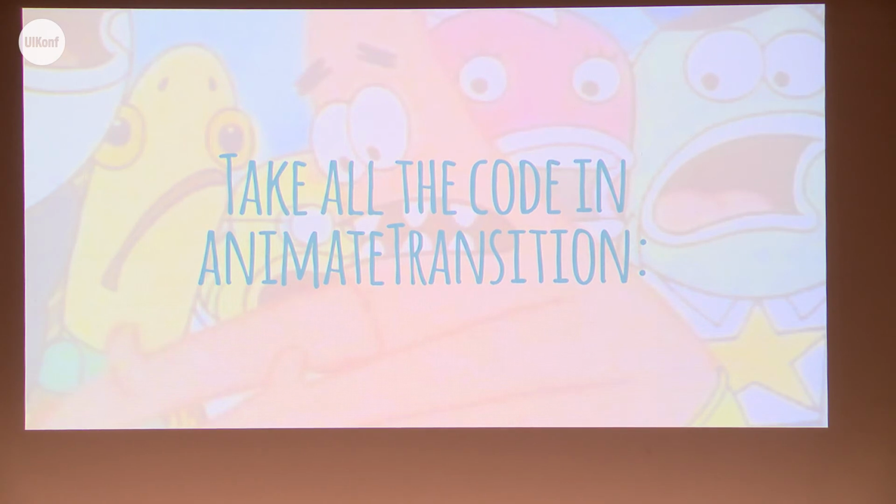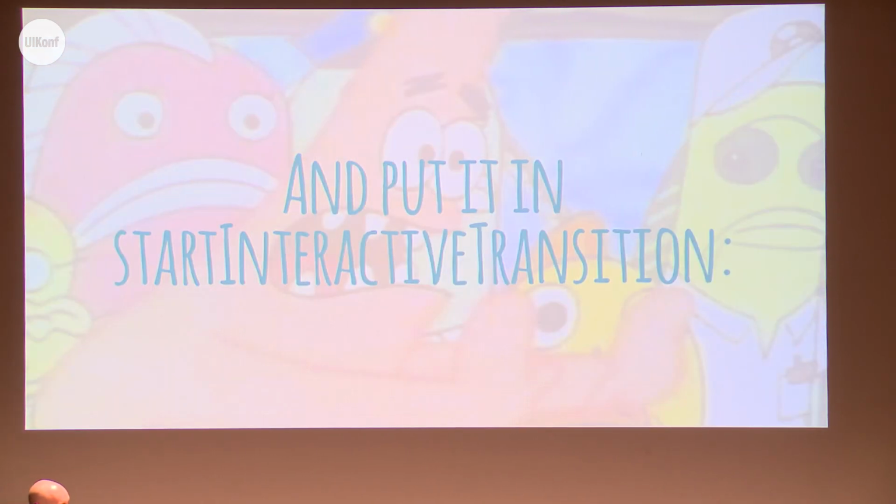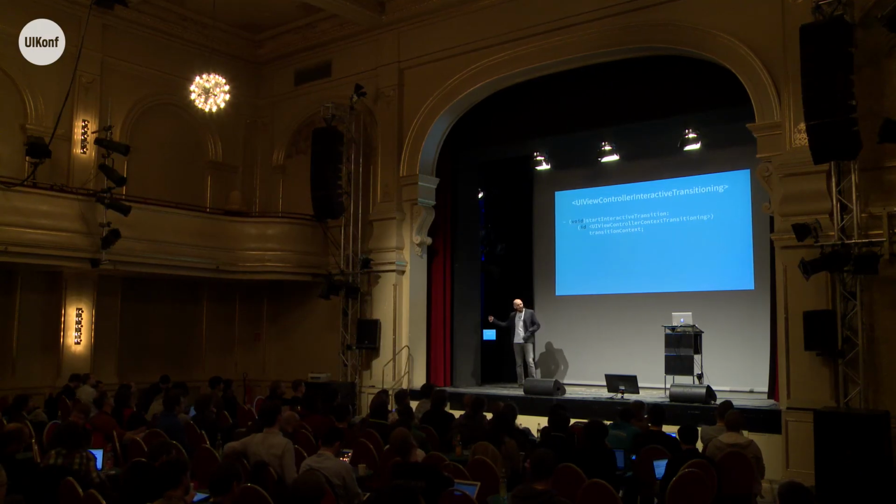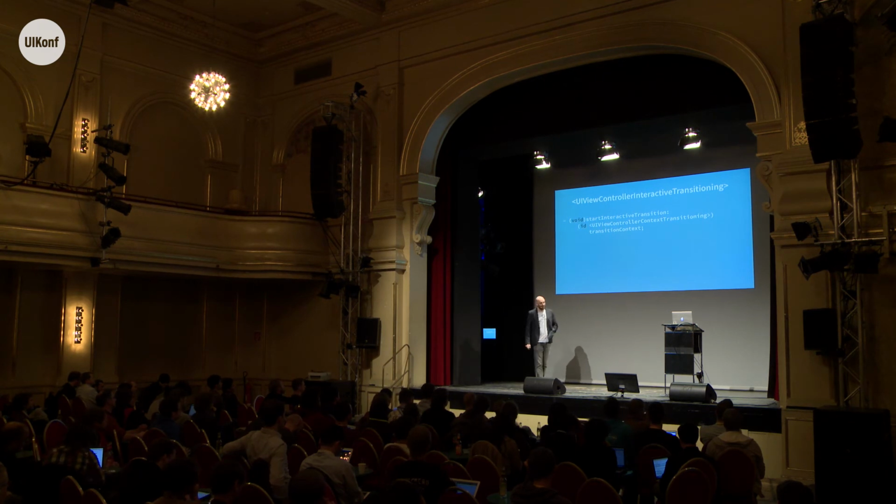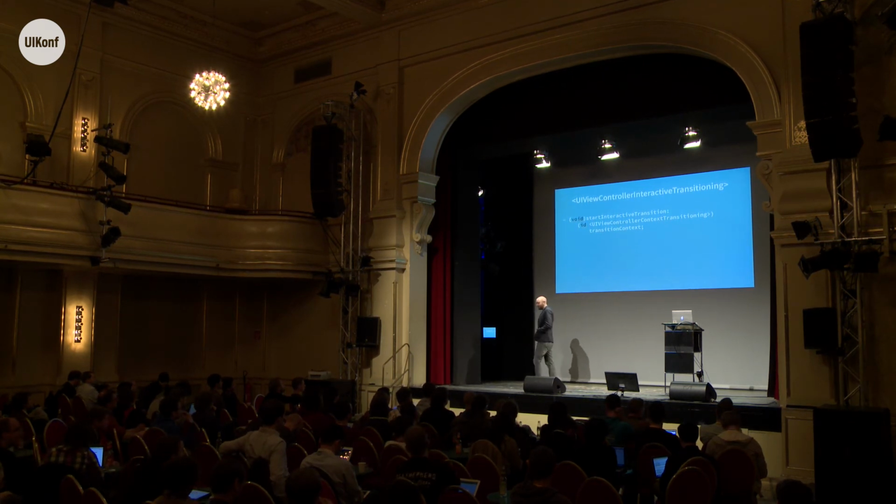Interactive transitions are the second half of the new transition API in iOS 7. And of course, they don't ignore interaction events, because that wouldn't work. So all you have to do is take all of your code in animate transition and put it in start interactive transition, and you're done. And then you go home. Well, that's not everything, obviously. So start interactive transition is kind of like the interactive version of animate transition, right? You get that transition context parameter.